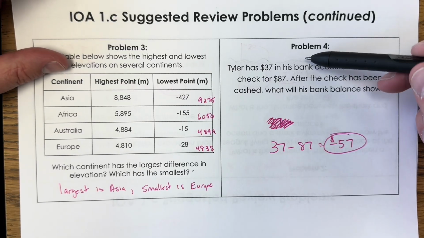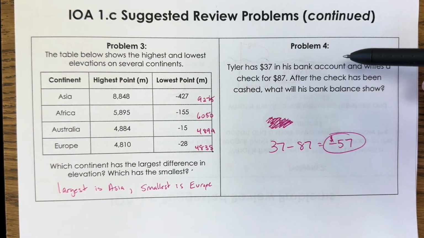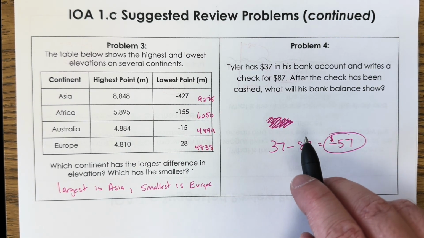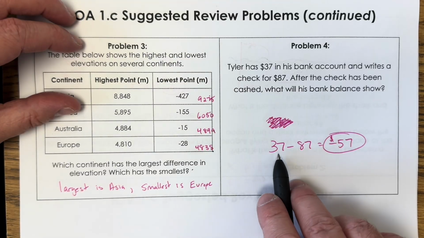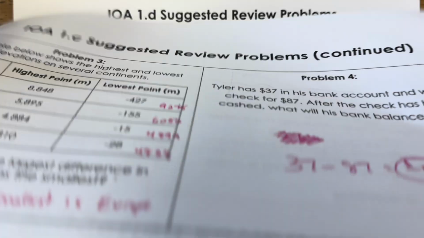Problem 4, Tyler has $37 in his bank and writes a check for $87. So he wrote a check for more money than he had, guys. So that's negative. And writing a check anyway is a negative. It's a minus sign because I'm getting rid of that money. So $37 he had minus the 87. He now has a negative $50 account balance, which is bad.